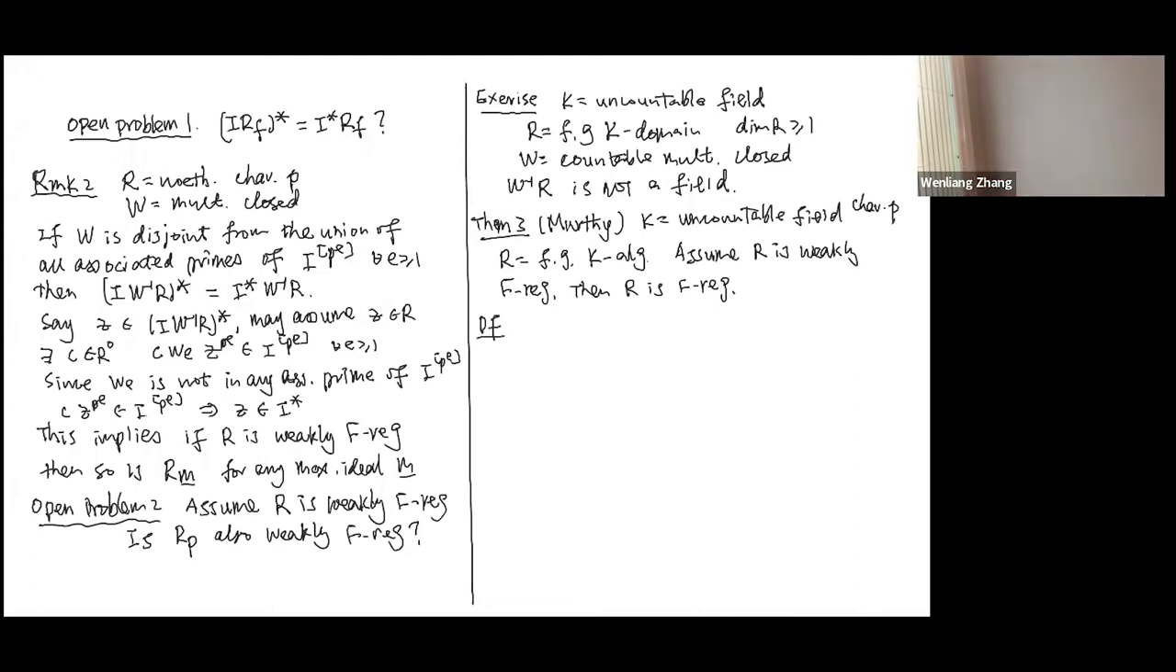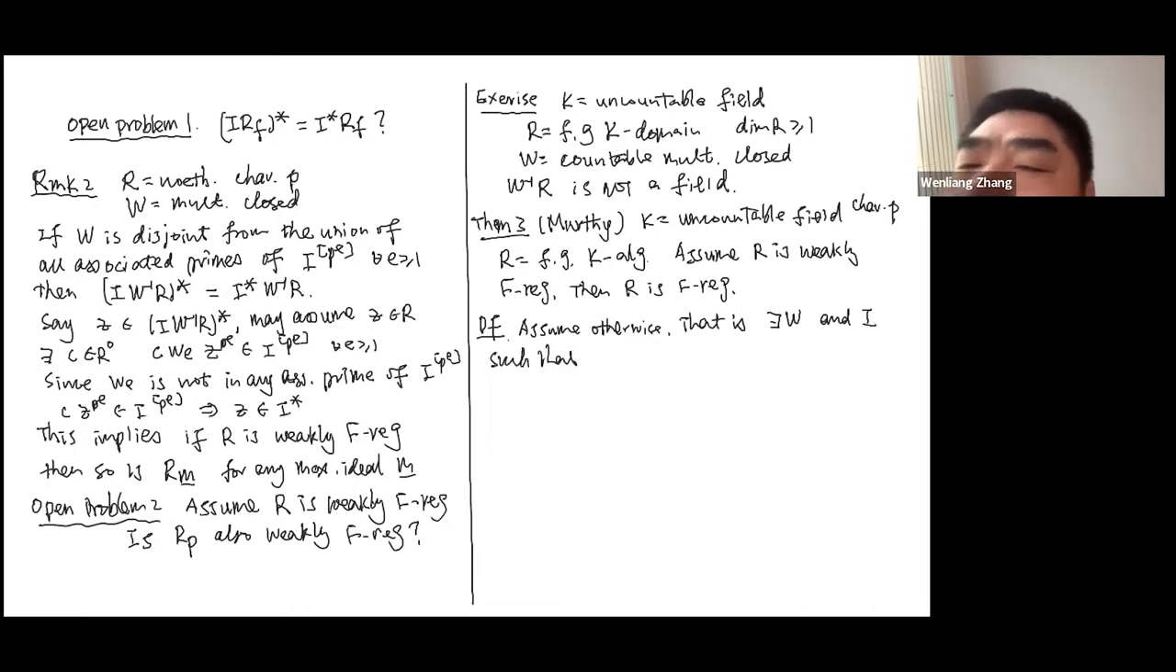So, all right, so let's prove this. Now, let's assume otherwise. So we're going to derive a contradiction. So assume otherwise. Okay. So what does that mean? So that is, there exists a W and an ideal I such that if I invert W and look at the ideal and take a tight closure, this is different from the localization of the tight closure. So I'm going to write W inverse then I star. Okay. So we know that there's one inclusion always because tight closure is persistent.